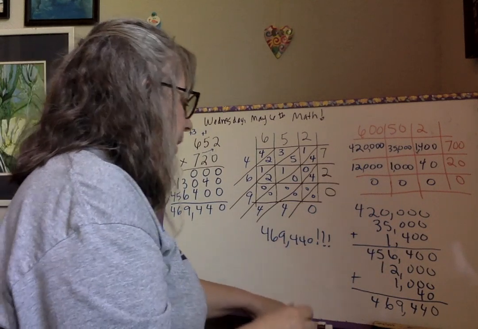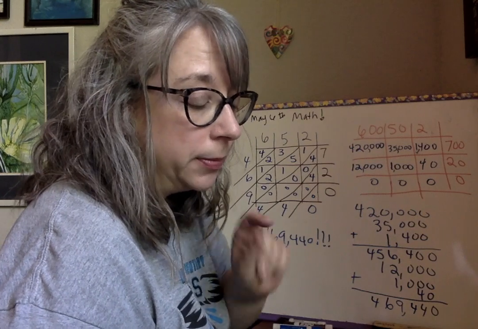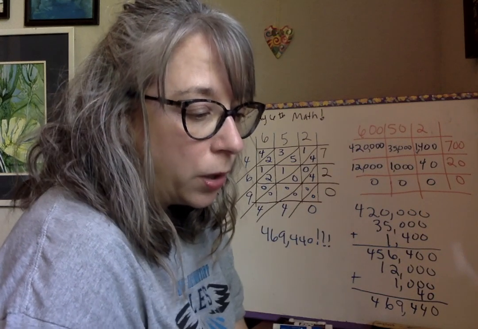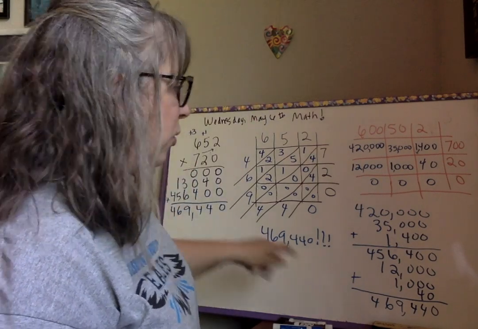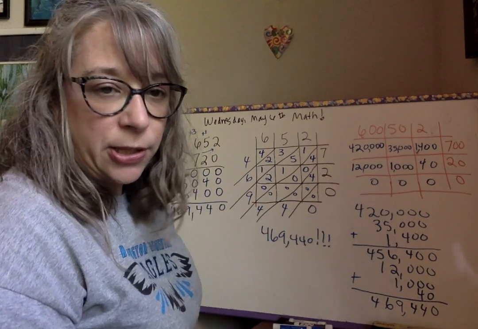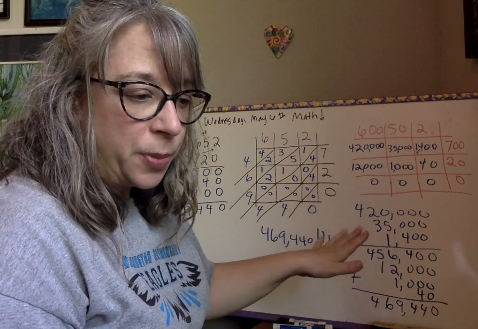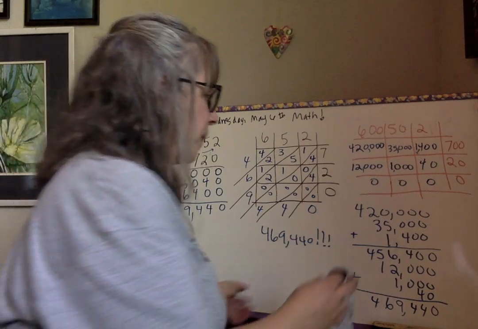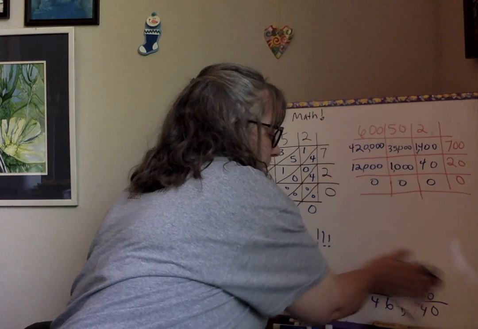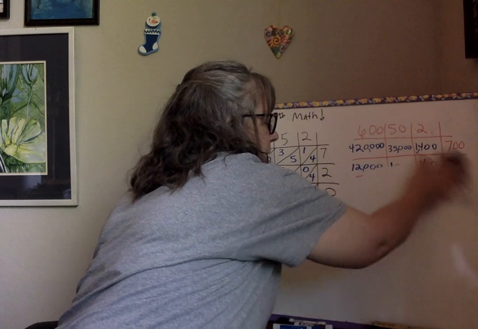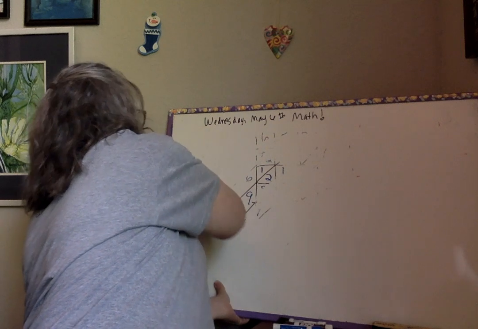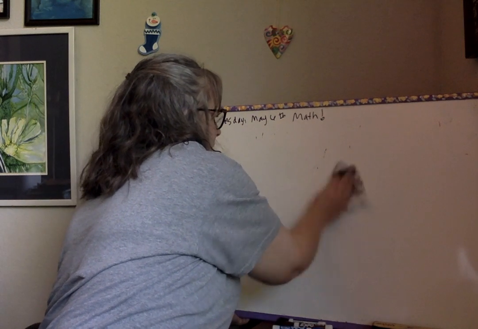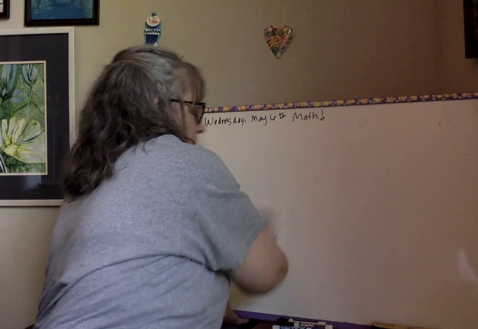So, we're going to do one more. I'm just going to do lattice and old-fashioned, okay? If you all want to practice the partial quotient, then write this problem down and practice the partial quotient and let me know how it goes. We're going to do one more old-fashioned. Here we go.